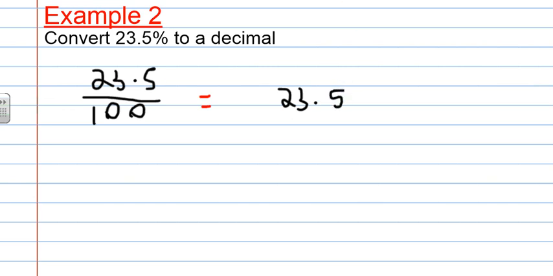Okay, and we're going to move the decimal point 2 places to the left like we did before. So 1, 2. Our decimal point is now here. So the answer, what do you think it is? Did you say 0.235? Well done. Yeah, you can see that we've done the conversion from 23.5% to a decimal, okay? Because we remember that percent is out of 100. Next example.